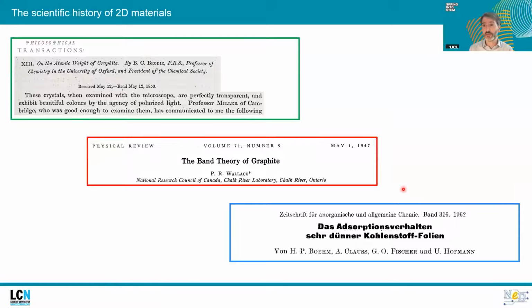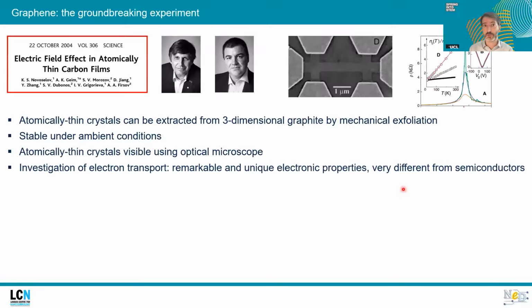But what really made the difference was in 2004, when Andre Geim and Kostya Novoselov published a paper in which they investigated the electric field effect in atomically thin carbon films. And this paper was really a game changer because, first of all, it showed that it could be possible to extract individual layers from a 3D structure. These layers were stable under ambient conditions. Just out of luck, they found out that despite being a single atomic layer, it was possible to see these crystals just using a very standard optical microscope.